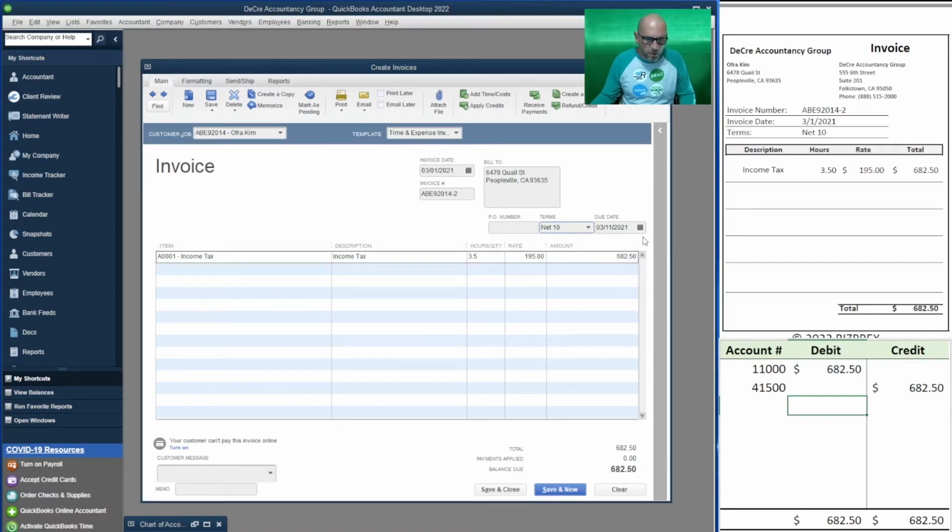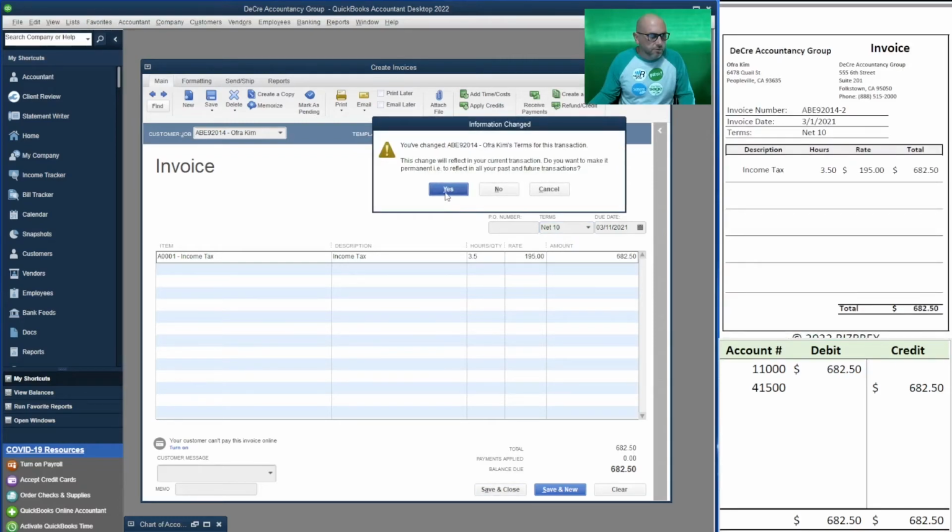So this amount right here, it's a credit to 41,500, right? And 41,500 is our tax preparation services income. It goes up. And then accounts receivable goes up because it's an asset. When debited, it goes up. So they owe us more money. Accounts receivable goes up, and we have revenue that we earned that goes up as well. So we're good. Let's see, it's the last one. Save and close. Yes.